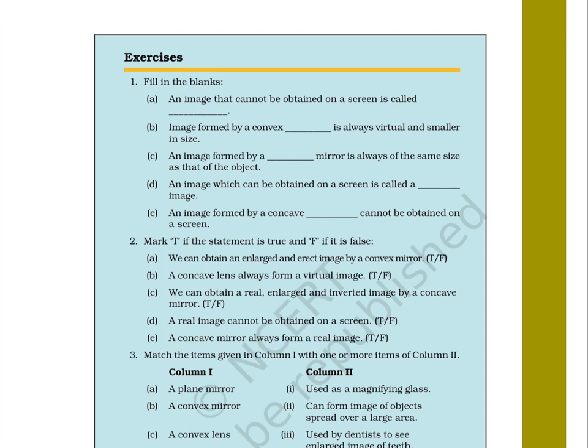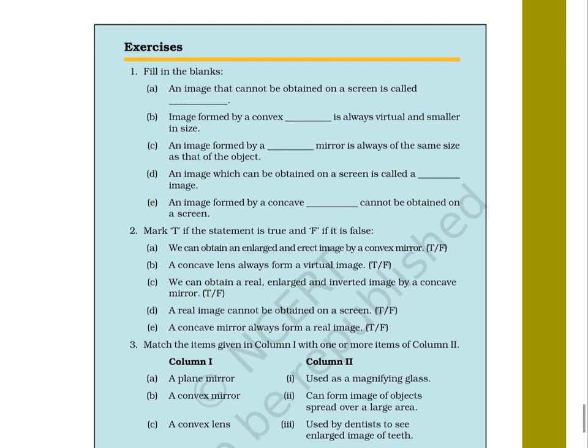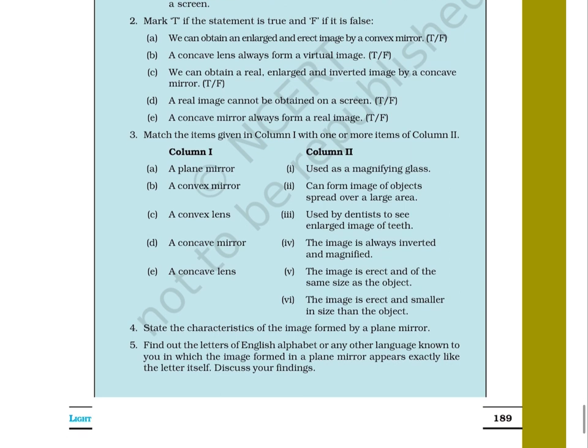2. Mark T if the statement is true and F if it is false. A. We can obtain an enlarged and erect image by a convex mirror. B. A concave lens always forms a virtual image. C. We can obtain a real, enlarged, and inverted image by a concave mirror. D. A real image cannot be obtained on a screen. E. A concave mirror always forms a real image.